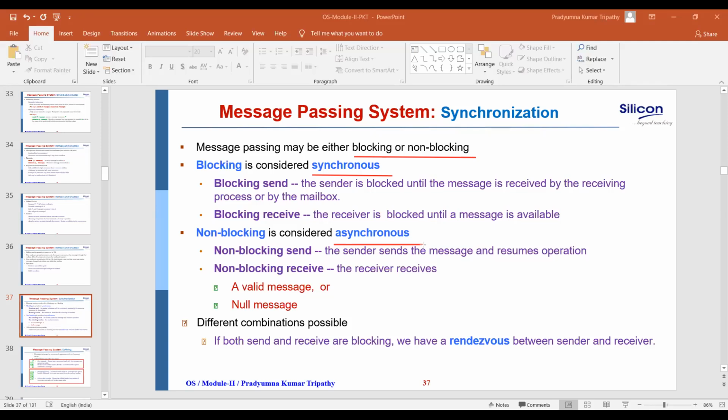If both send and receive are blocking, then we have a rendezvous between sender and receiver. So sometimes both are blocking, both are synchronous. That means the sender is blocked until the message is received, and similarly the receiver is blocked until the message is available.